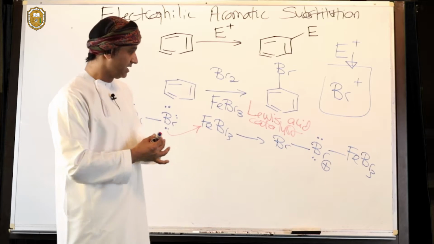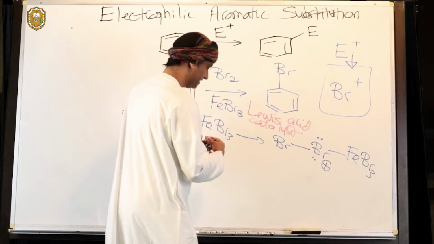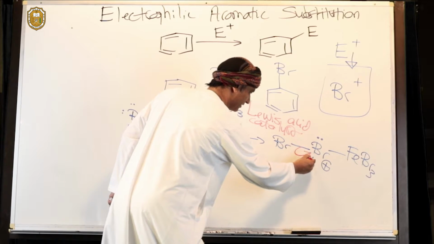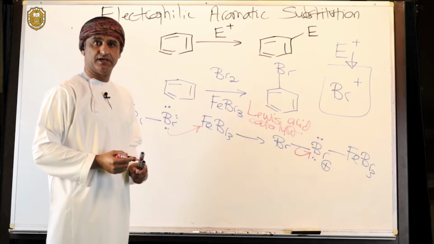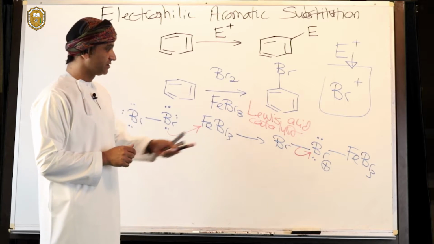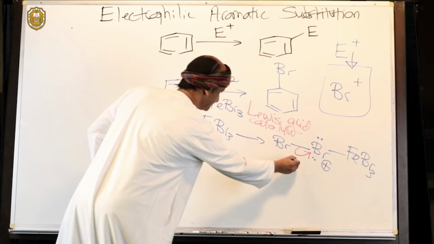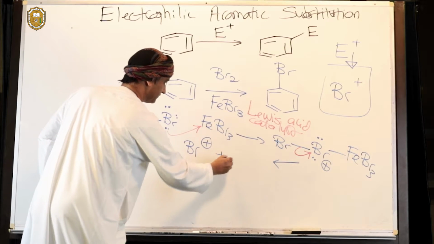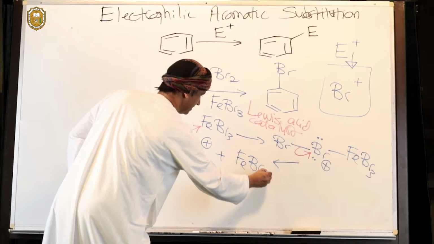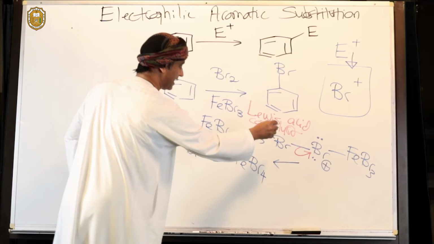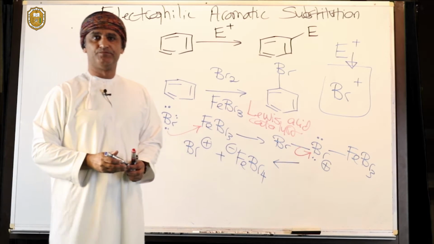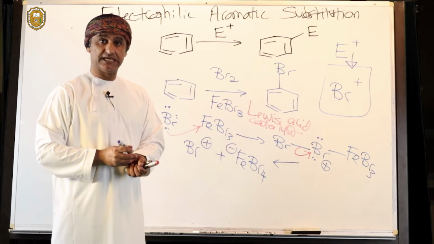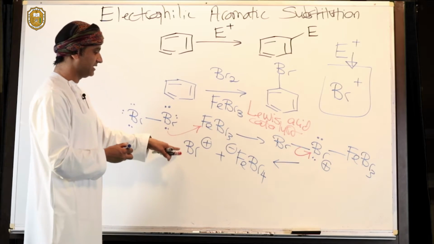Now, this intermediate would undergo bond cleavage, so this Br-Br bond will be broken, releasing electrons onto the positively charged bromine to give Br+. As a result, this gives Br+ plus FeBr4 minus, where iron now has 4 bromines bonded to it, so iron is actually negatively charged. So this is the electrophile that we are looking for.